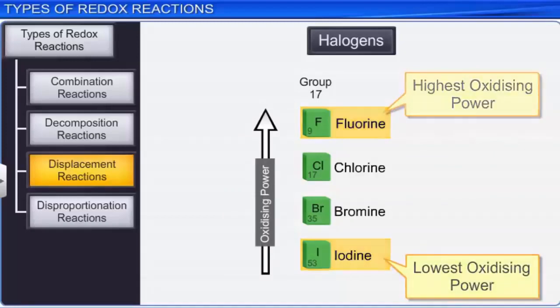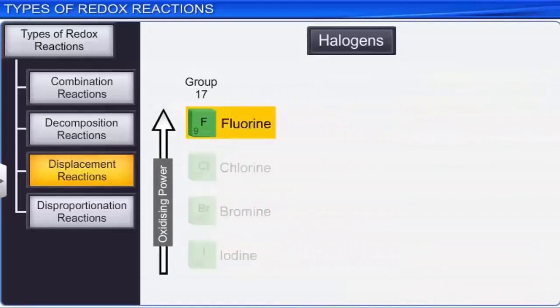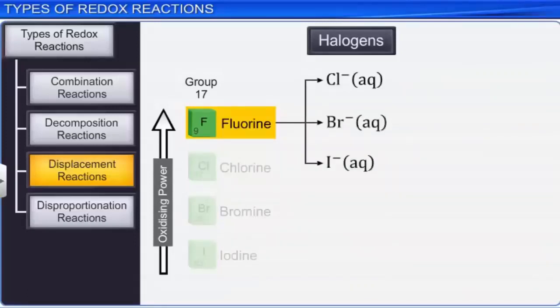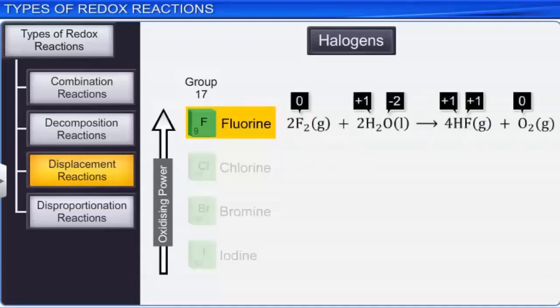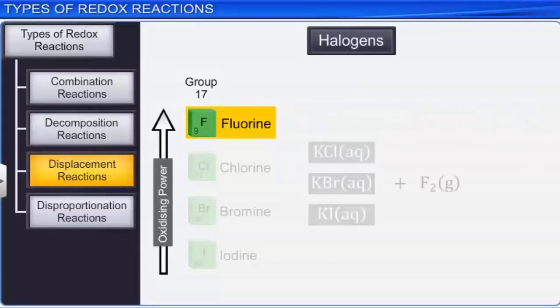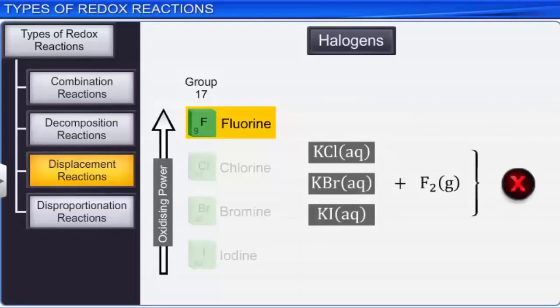Fluorine is highly reactive and can displace chloride, bromide, and iodide ions in a solution. Due to its high reactivity, it can also displace oxygen from water. Therefore, displacement reactions of chloride, bromide, and iodide ions with fluorine are not carried out in aqueous solutions.